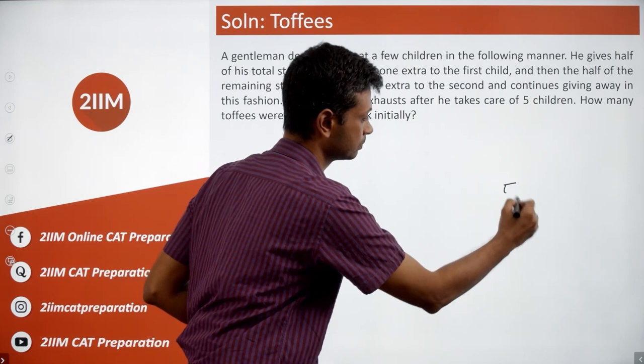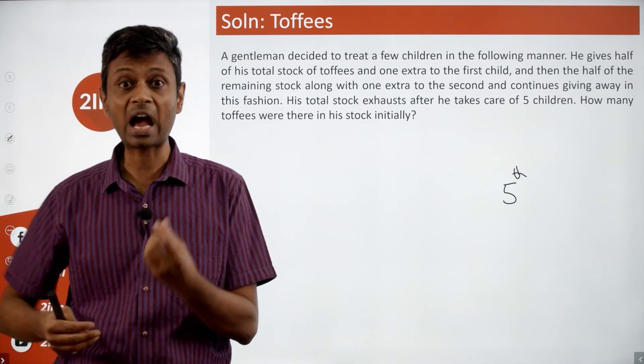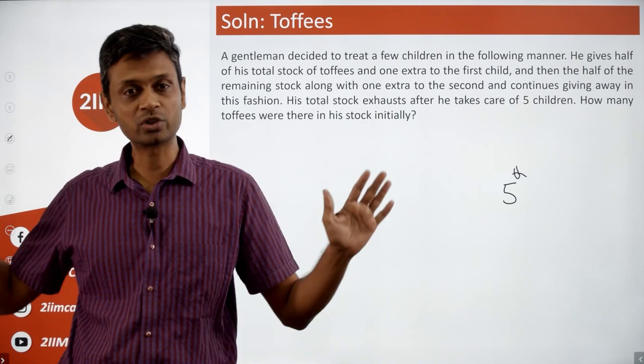Think about what he has with him when he goes to the fifth kid. He gives away half plus one. So before he gives away the last one, he's given away half of what he had. That means half of what he had should be equal to this one. Or when he goes to the fifth kid, he should have had two. Half of two is one, plus one is two, he goes to zero. So when he goes to the fifth kid, he has two chocolates with him.